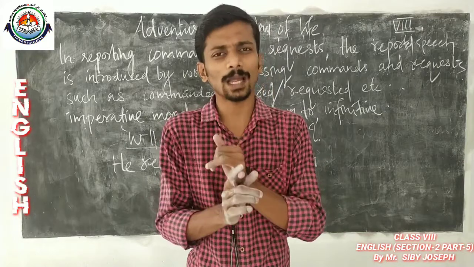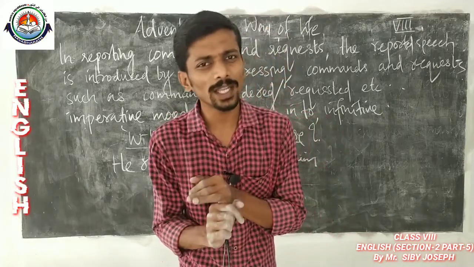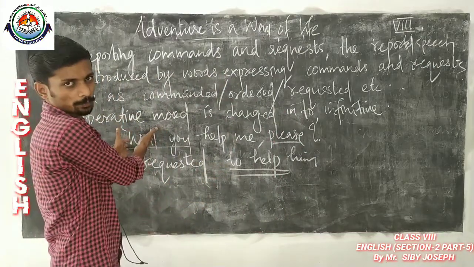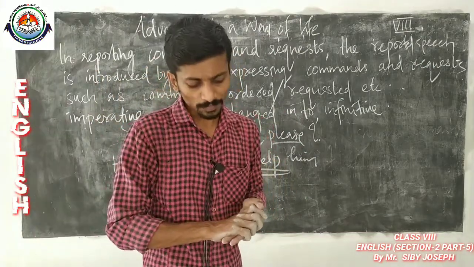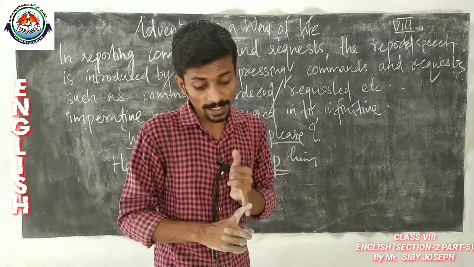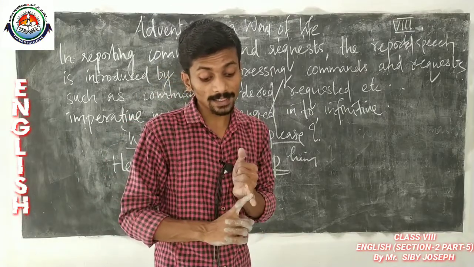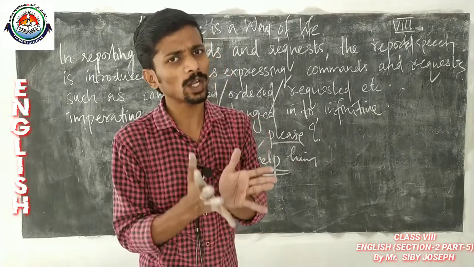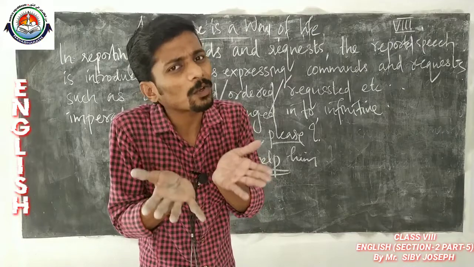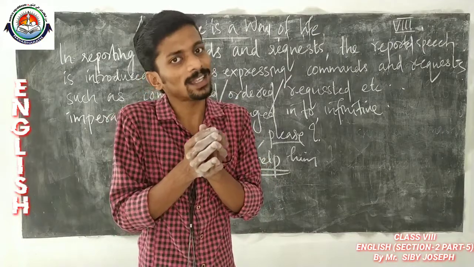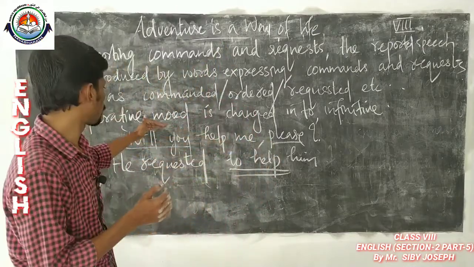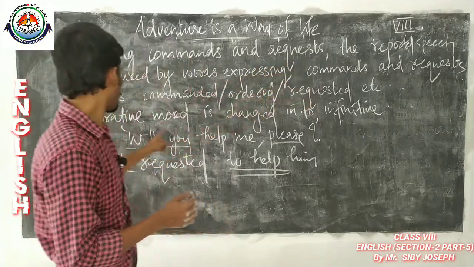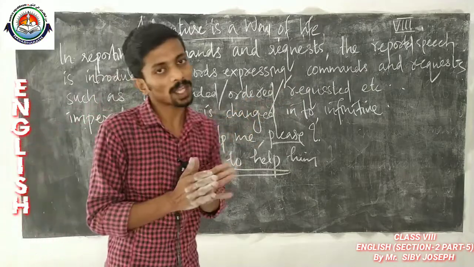So, look at the first two examples. The first two examples are actually requests. That is why we followed this rule. When going to the third one, it is actually a real question. The answer is probably yes or no. The first two are polite requests phrased as questions. So, even though it is a question, it is a polite request. Okay. So, that is why we followed this rule. Which rule? Using a word expressing request and also changing the imperative mood into infinitive.